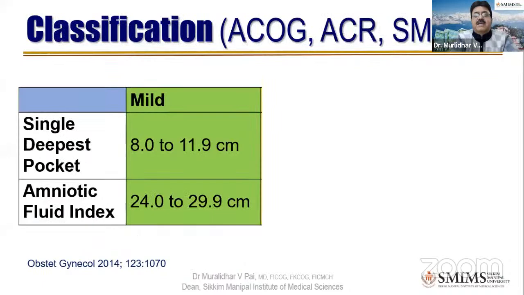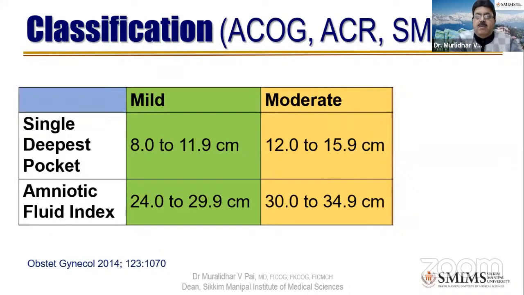How do we classify? All three, ACOG, ACR, and SMFM, have used this. If you go by single deepest pocket, anywhere between 8 to 11.9 is mild. In amniotic fluid index methodology, it is 24 and more, up to 29.9. Moderate is 12 to 15.9.